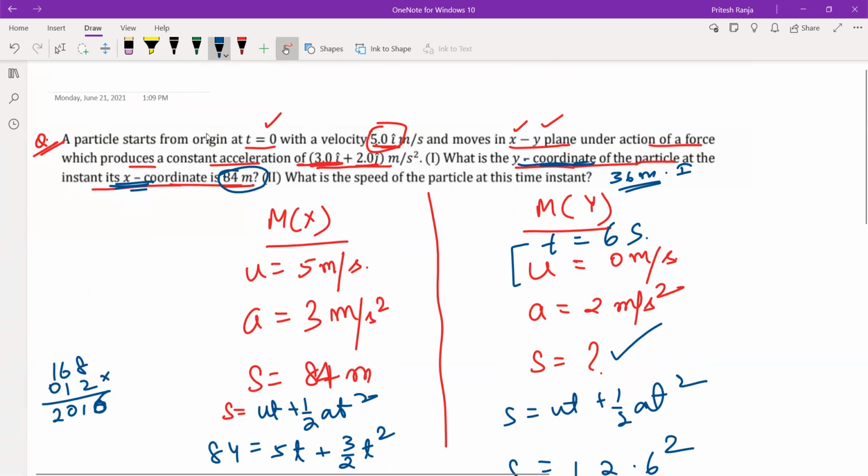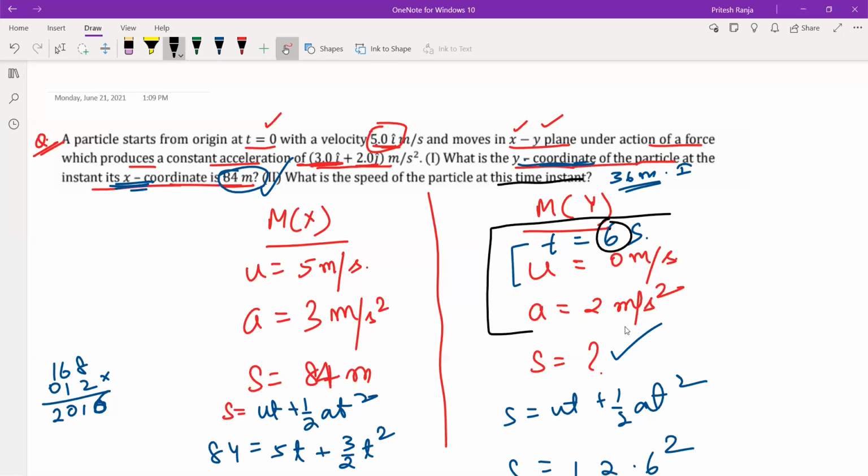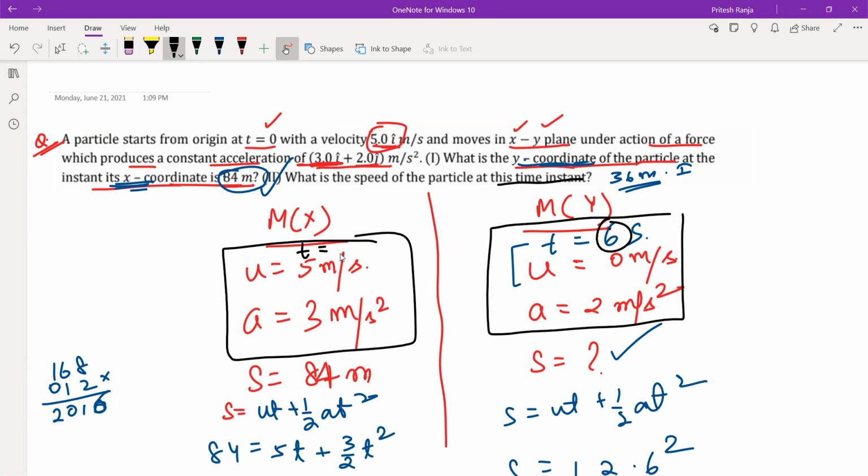Number 2, it's also simple. What is the speed of the particle at this instant? Speed, that means final velocity. At this instant means at this time. So we have u, a and t. Here also we have u, a and t. T will be the same. So let us find final velocity. v equals u plus at. So if you put here 5 plus a into t, 3 into 6, that is 18. So that becomes 23.